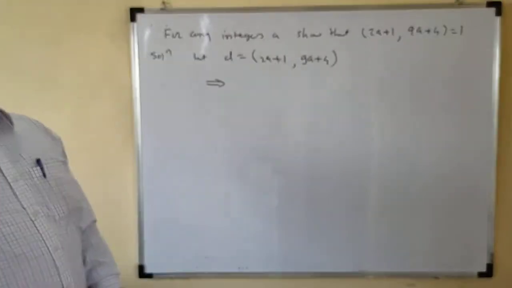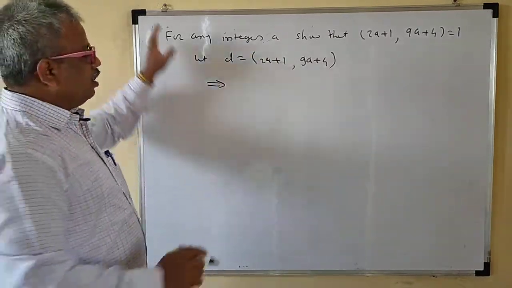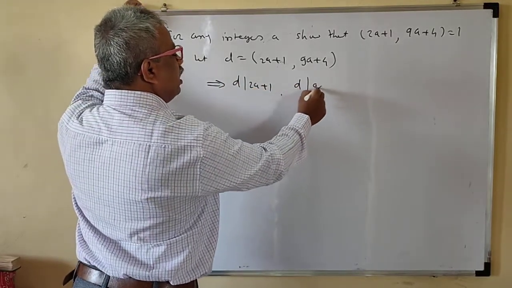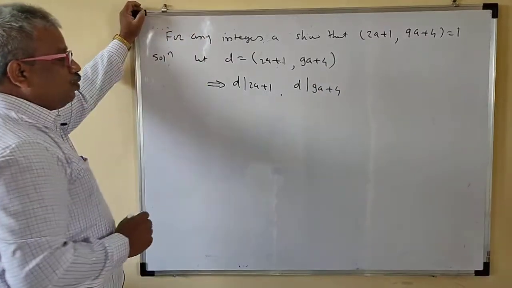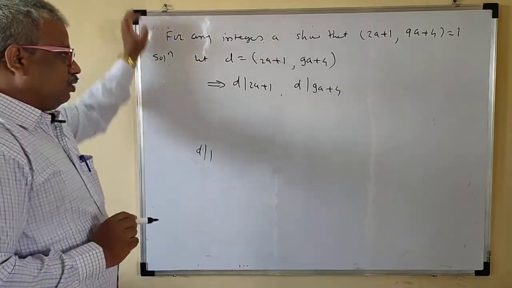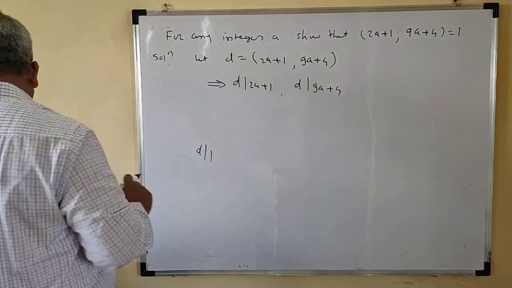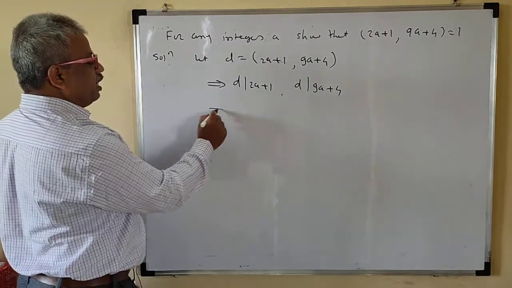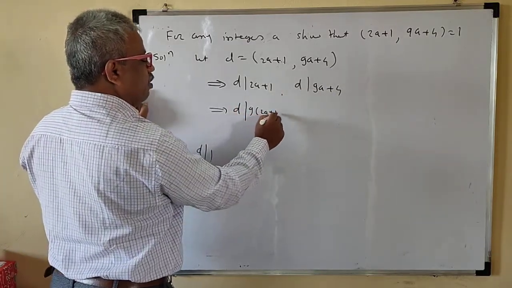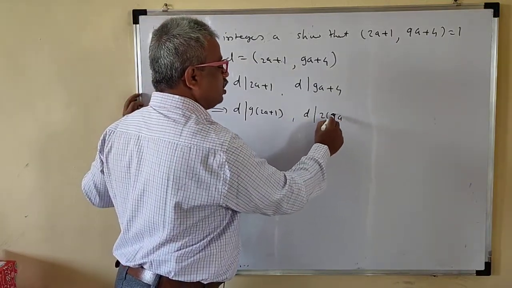Just we will apply the definition of the GCD. D is the GCD, that means D divides 2a plus 1 and D divides 9a plus 4. What you have to prove is that D is 1, that means D divides 1. So how can we prove this? D divides 2a plus 1, so I will multiply by 9 here, and D divides 9a plus 4, I can multiply by 2 here. This is allowed.